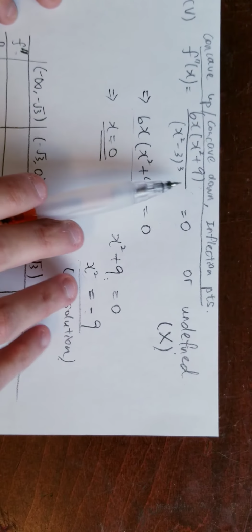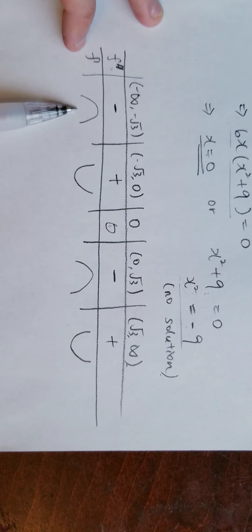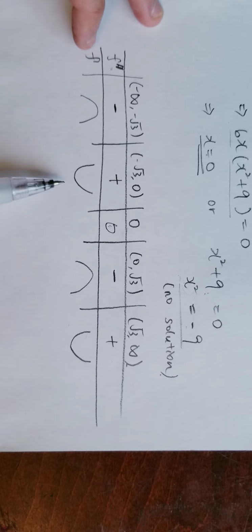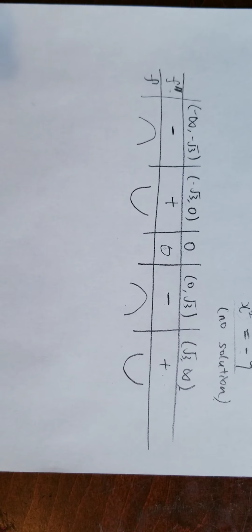Remember that a negative second derivative means that the original function is concave down. A positive second derivative means that it's concave up. Again, negative is concave down, positive is concave up. Okay, now you can write that down.